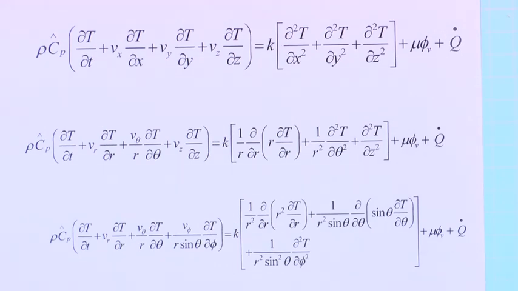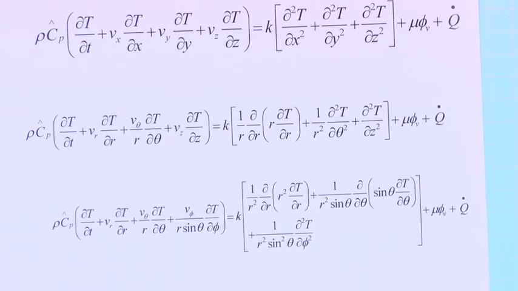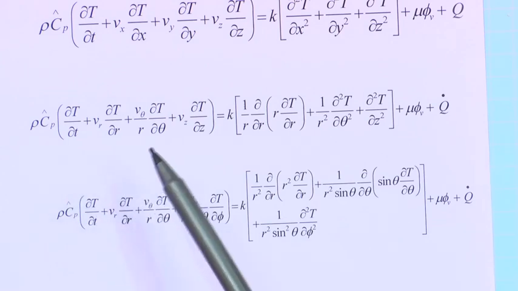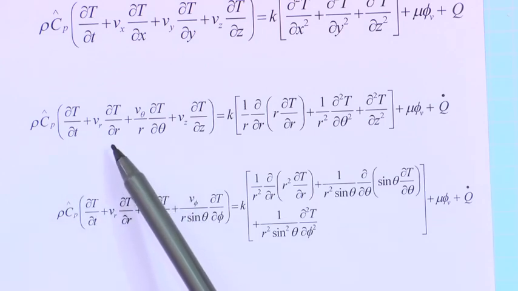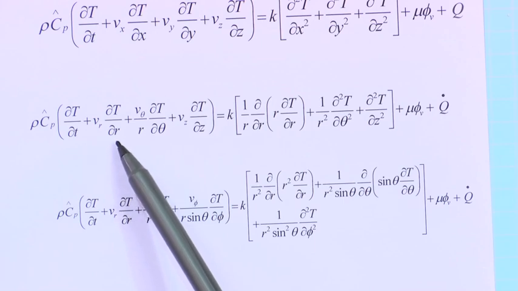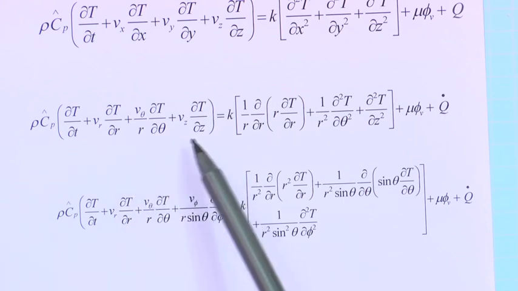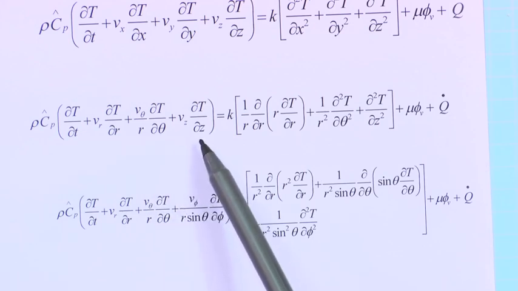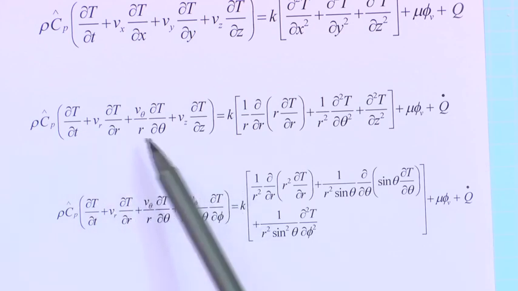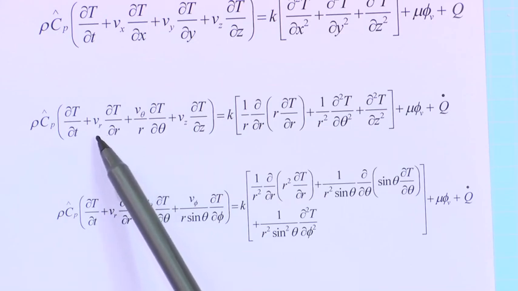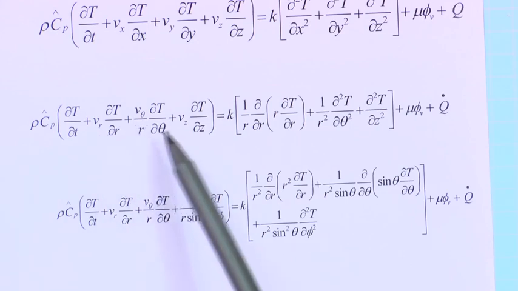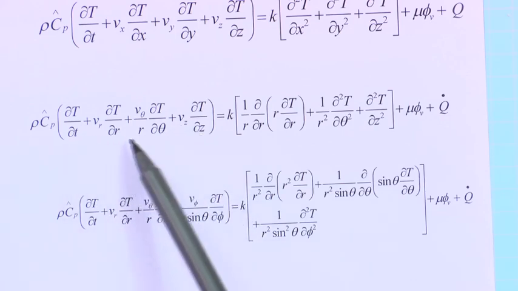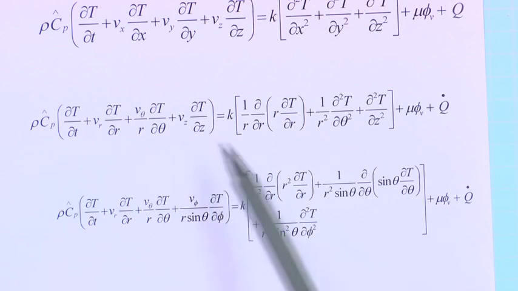If you look at the second and the third equation, the cylindrical and the spherical coordinates. In the cylindrical coordinates, you have the independent space variables as r, theta and z. So the radial direction, the angular direction and the axial direction. They are associated with velocity in the r direction, velocity in the theta direction and velocity in the axial direction. So these are the transient and convective terms in cylindrical coordinate systems.